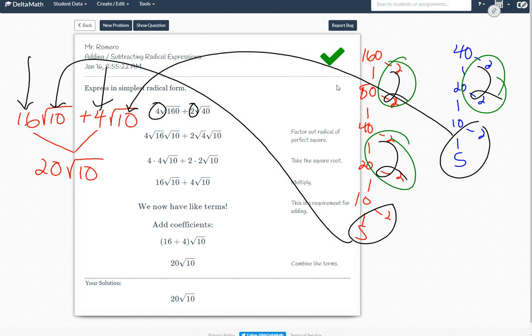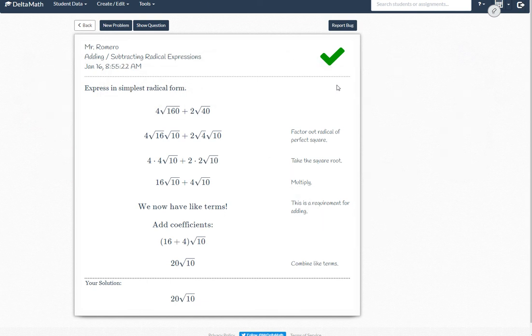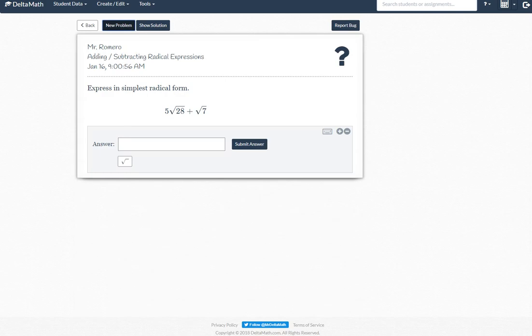Let me do one more from this skill, and then we'll move on to the other skill, and then we can live happily ever after, because we're gonna get 100 on the homework this week.